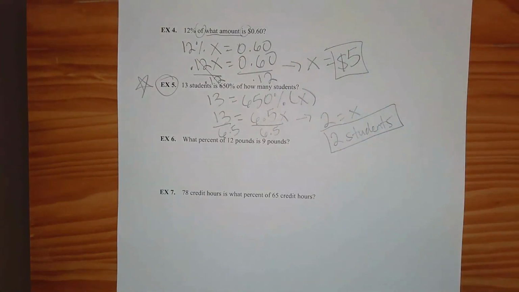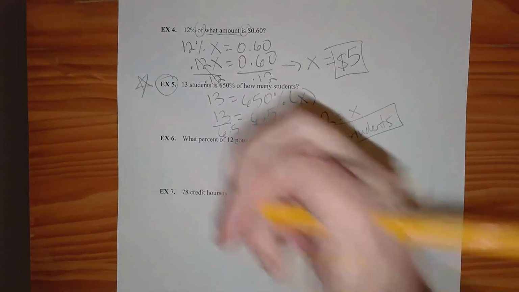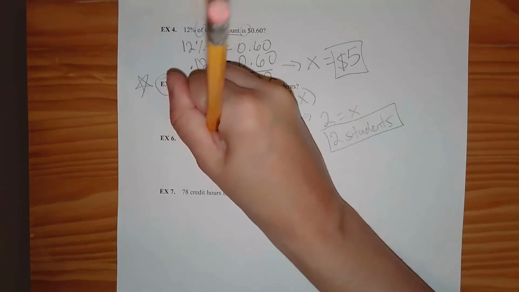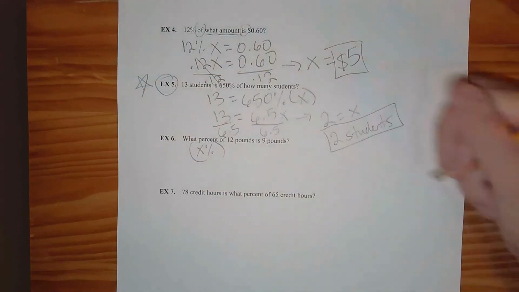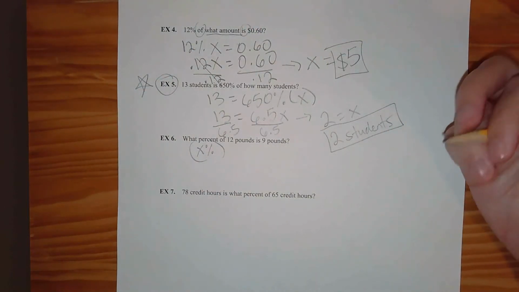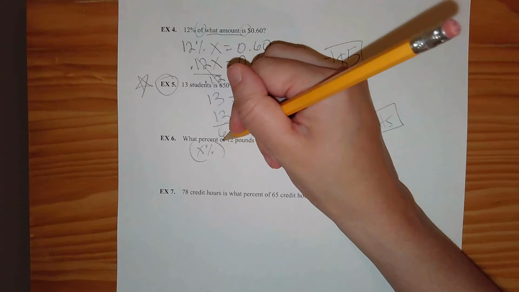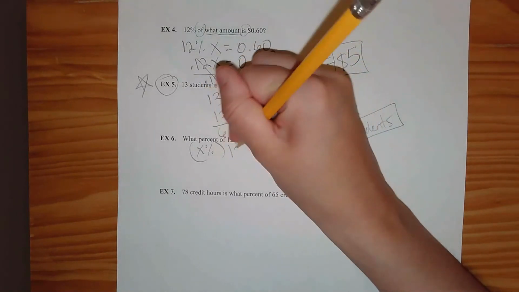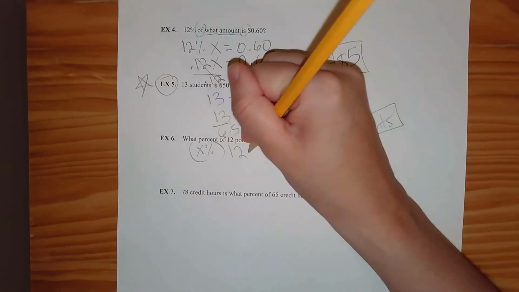All right, next one says, what percent of 12 pounds is 9 pounds? So now we're solving for the percent. So what percent, that's my variable. I like to put a little percent sign so I remember that I'm solving for a percent. Of 12 pounds, so multiplied by 12, is 9 pounds, so equals 9.